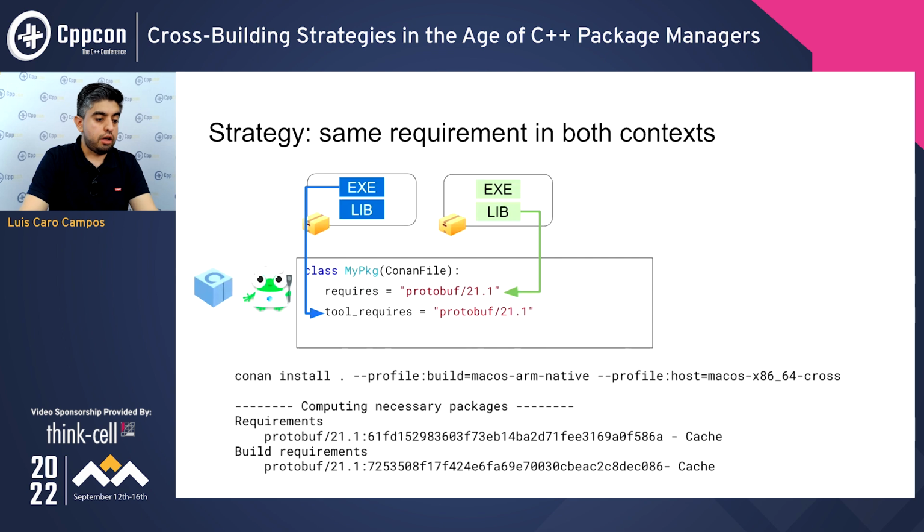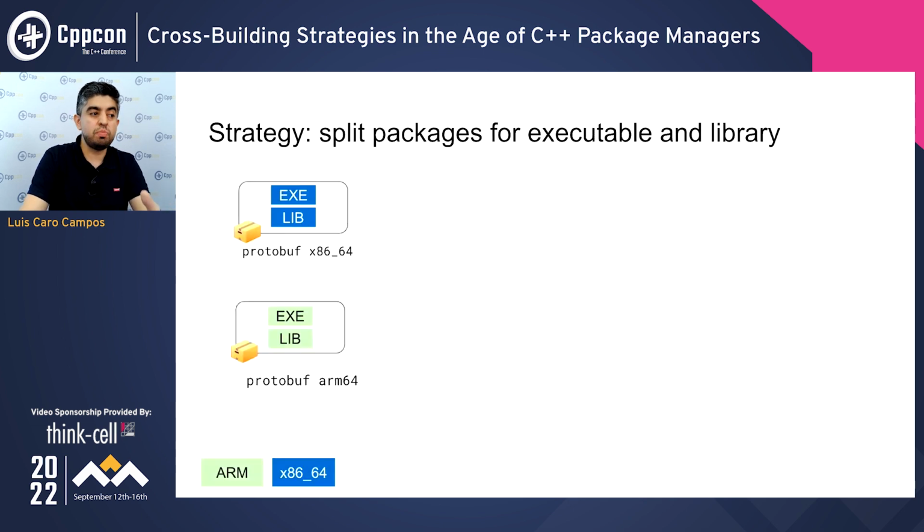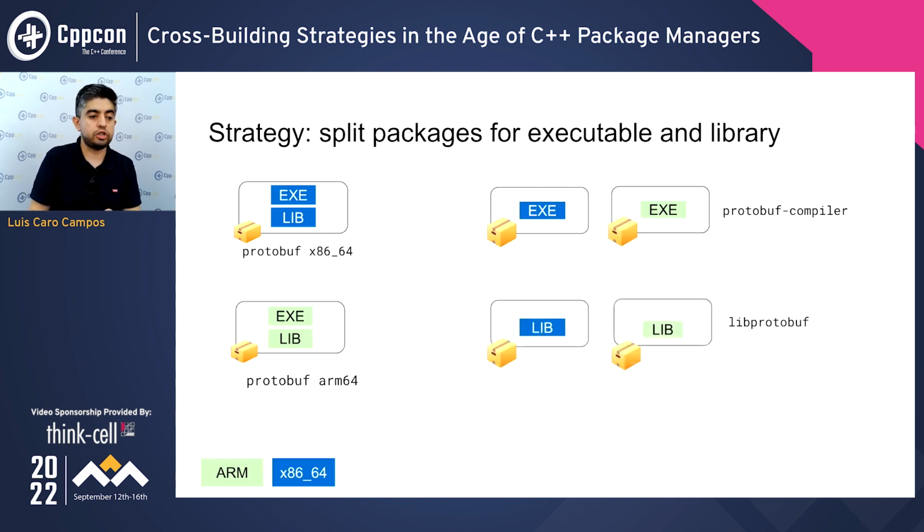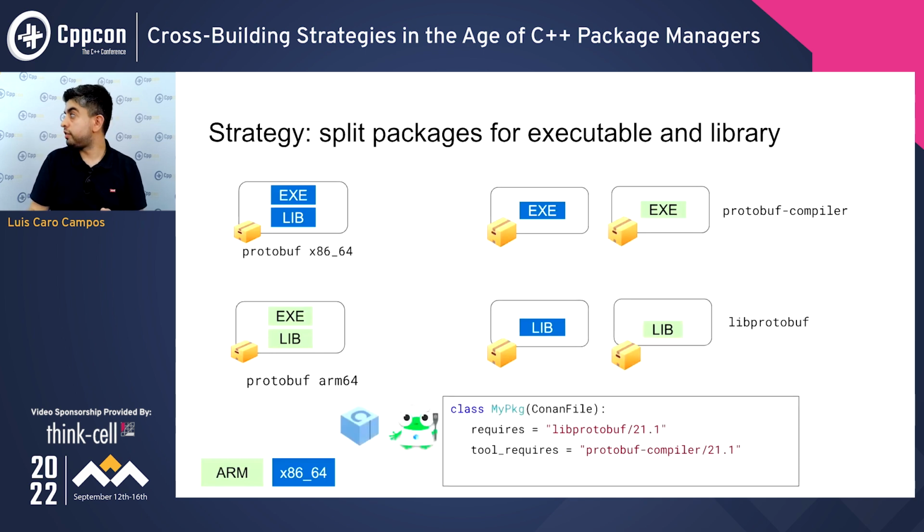But there's another strategy, and it's something that I came across by inspecting what Debian or Ubuntu were doing. Depending on the situation, you may be able to split the packages for the executable and the library. So what I mean by this is I could have a package called Protobuf compiler that only has a compiler, and I can require that in the build context. And I can have a package for libprotobuf, right, which is the one that I need to link against. And my requirements would now look like this. I require libprotobuf to link against, but I require the Protobuf compiler during the build, right?